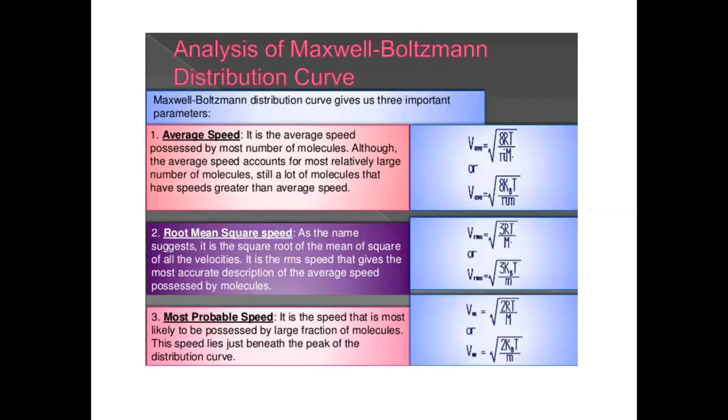Now, the third parameter given by Boltzmann is the most probable speed, and it is the speed which is possessed by the maximum fraction of gas molecules at a given temperature. Clear, students? These are three types of parameters given by the Maxwell distribution of speeds, and they explain the effect of temperature on molecular speed, the relationship between the speed and the temperature, right?